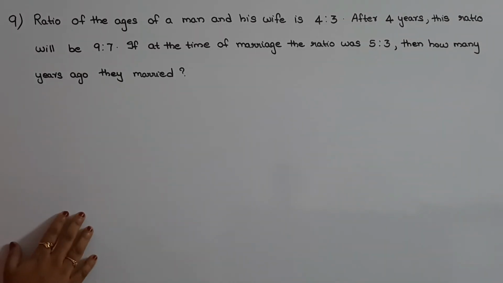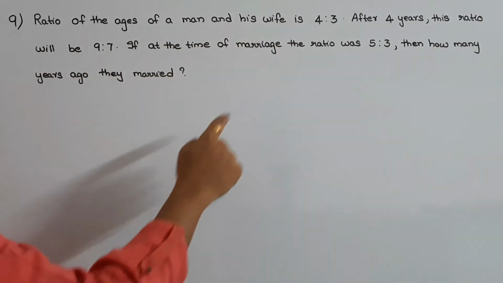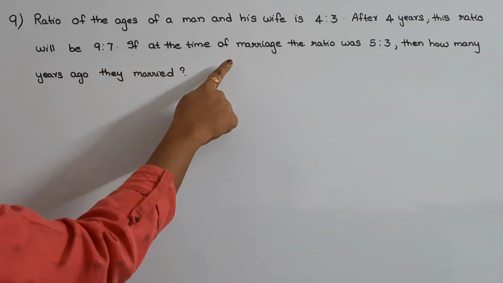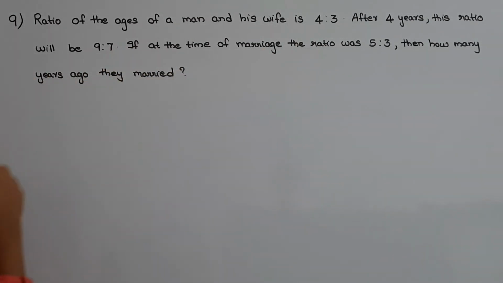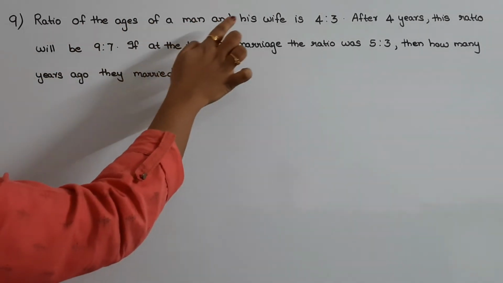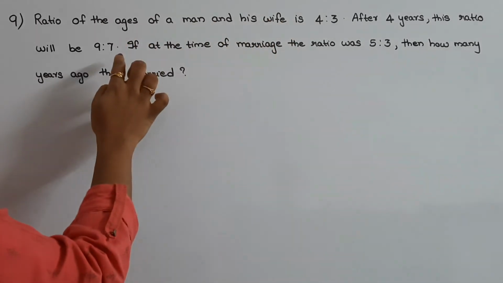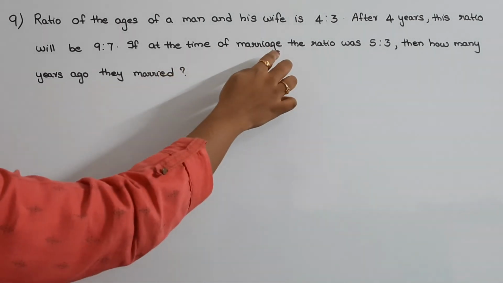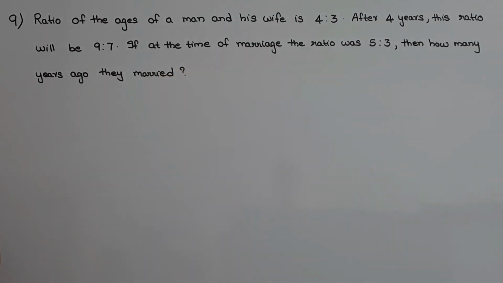The next question is, the ratio of the ages of a man and his wife is 4:3. After 4 years, this ratio will be 9:7. If at the time of marriage the ratio was 5:3, then how many years ago did they marry? So in this question, they have given the ratio of the ages of a man and his wife at present. They have also given the ratio of their ages after 4 years. They also gave the ratio of their ages at the time of marriage. We need to find out how many years ago they got married.